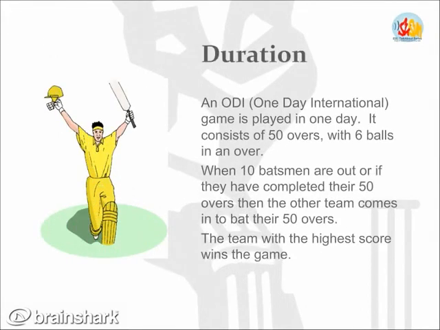Duration. An ODI, one day international, game is played in 1 day. It consists of 50 overs with 6 balls in an over. When 10 batsmen are out, or if they complete their 50 overs, then the other team comes in to bat their 50 overs. The team with the highest score wins the game.